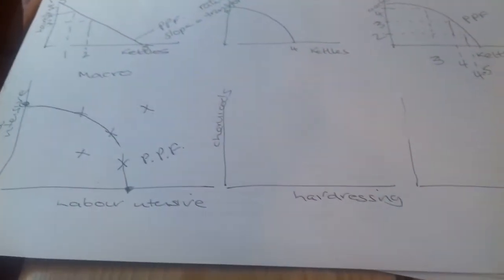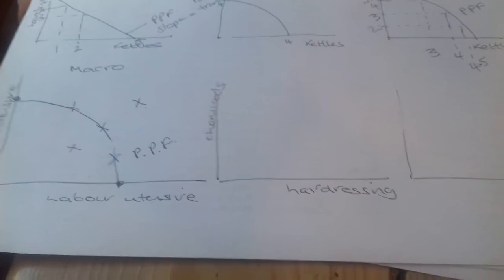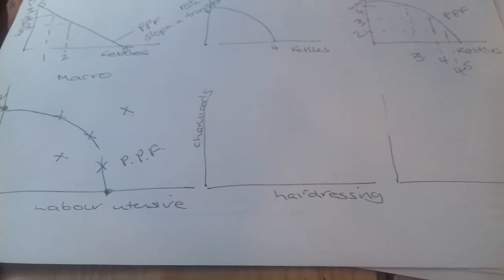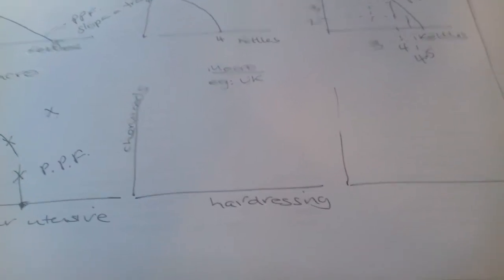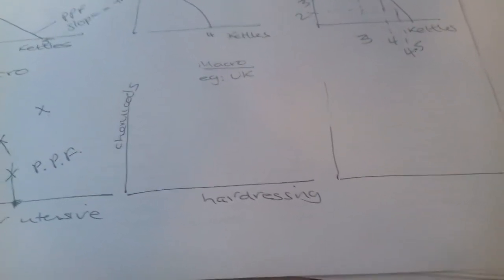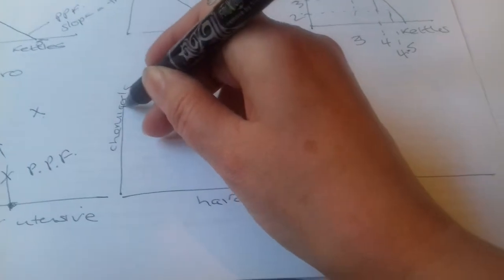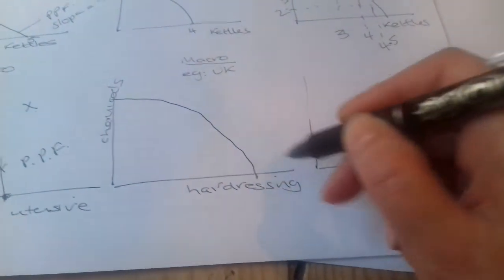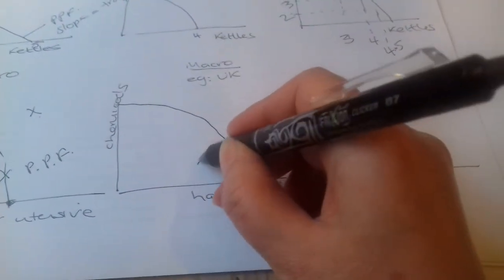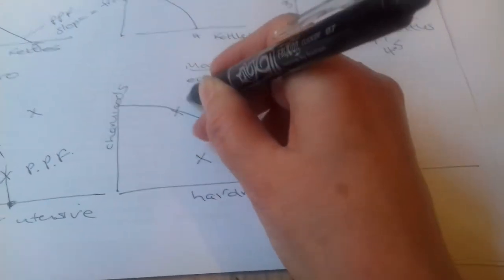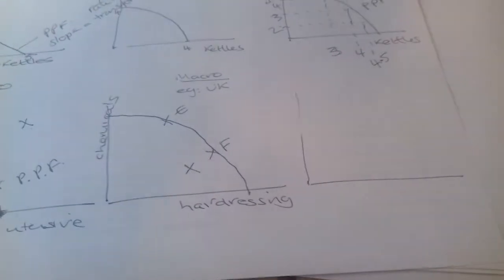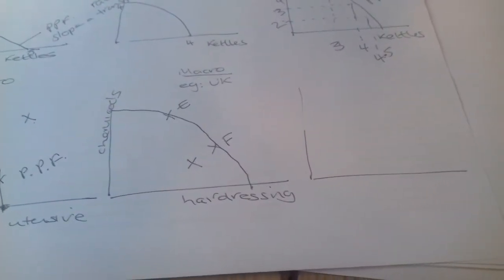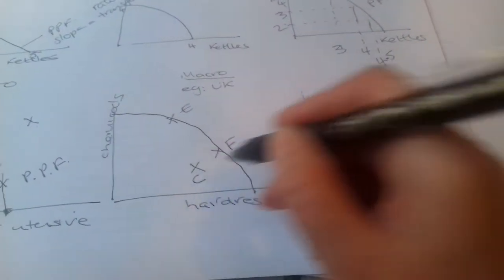To think about this in less abstract terms, let's think about an economy which has chemicals and hairdressing as its two industries. So we're hypothesising that this is the UK. All the resources can go into chemicals, or they can go into hairdressing. Going back to the example we had previously, we have E and F, efficient use of all the resources in this economy. And then we have this position here, C.